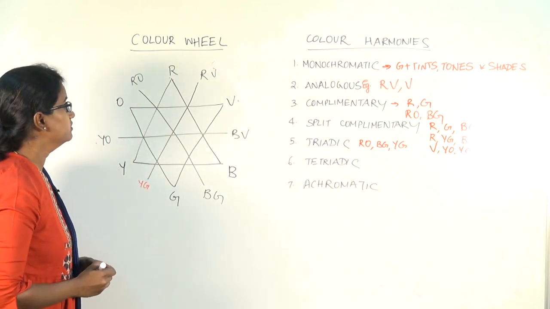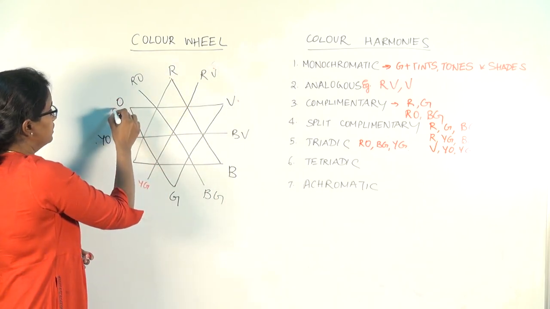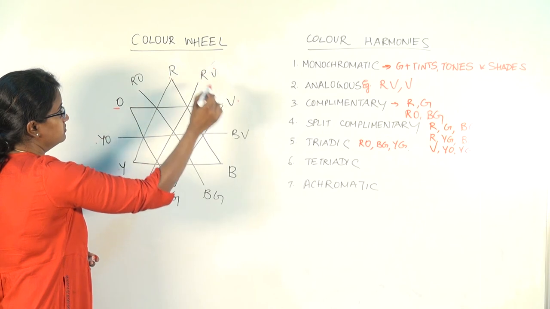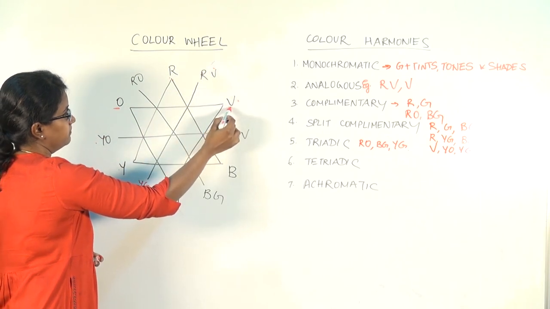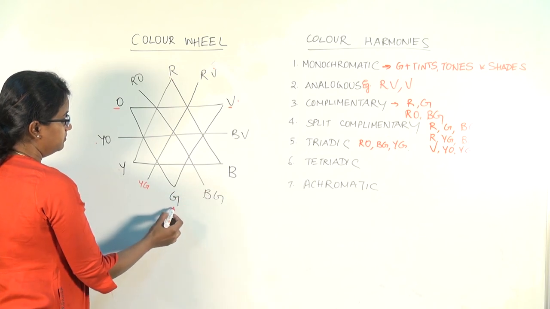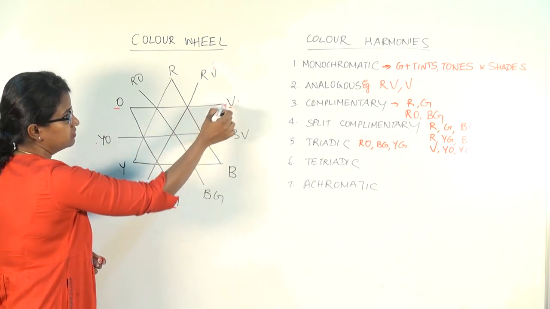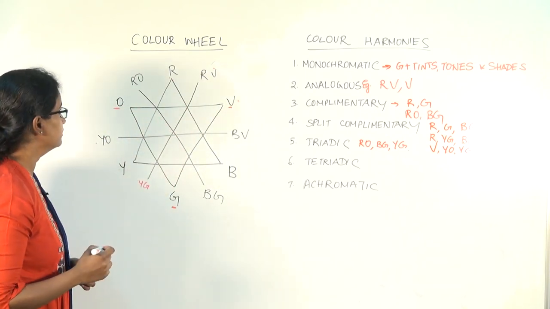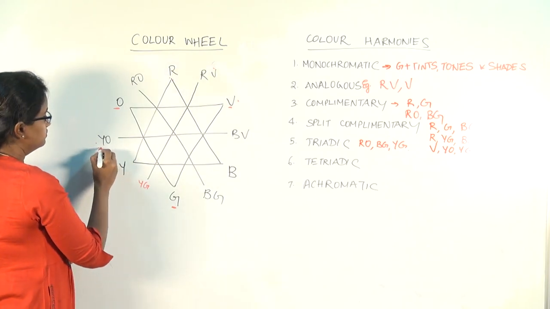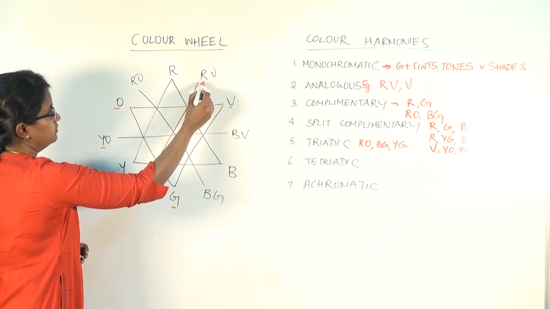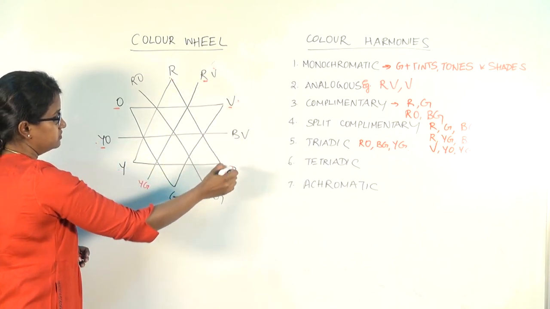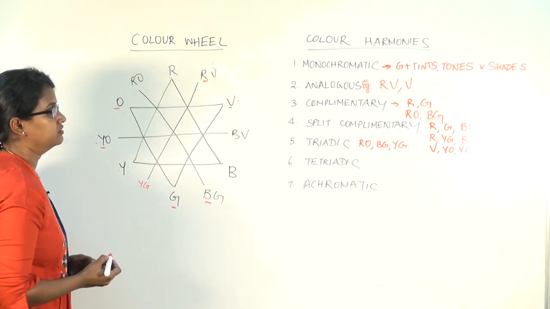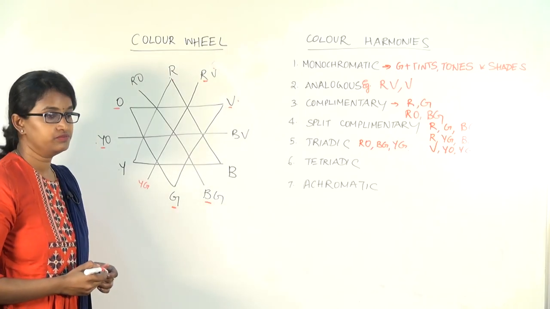To understand this easily, if you pick any color on the color wheel, say orange, leave out three colors, pick the fourth. Again, leave out three colors, pick the fourth. So we get our triadic harmony. Let us look at another example. Suppose we say yellow orange, I leave out three colors, pick red violet. Again, leave out three colors, pick blue green. So blue green, yellow orange and red violet form the triadic color combination.